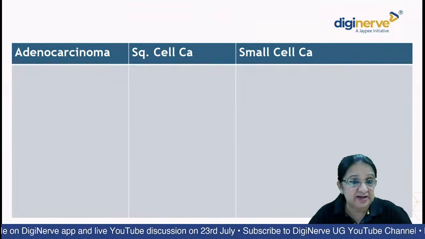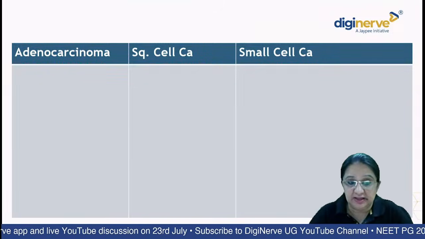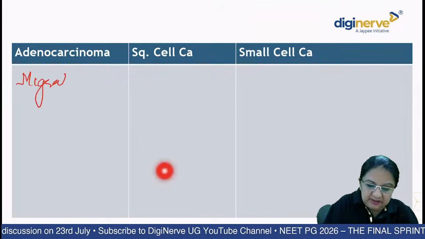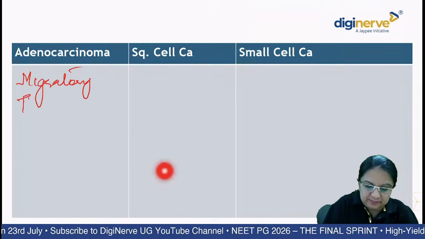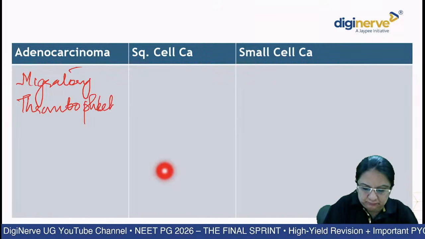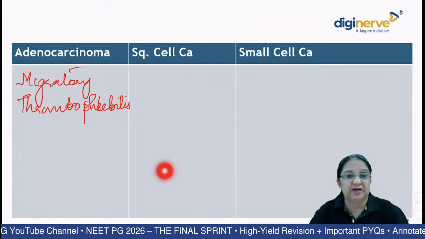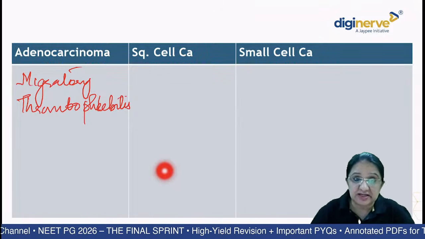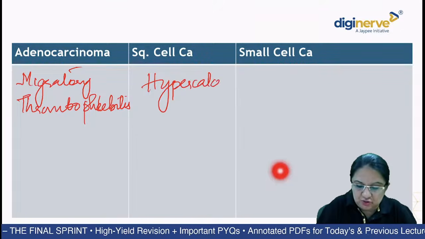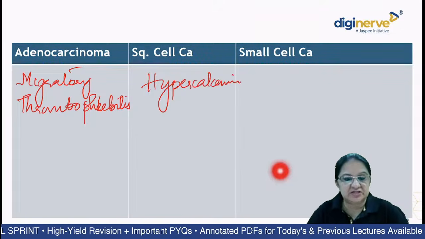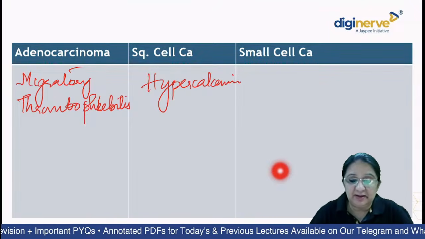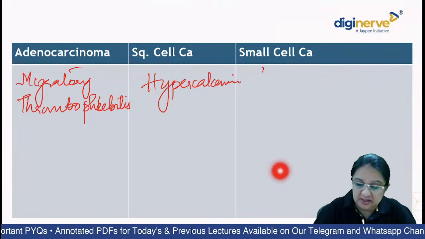What are the paraneoplastic syndromes that you see in adenocarcinoma? Most important, it is migratory thrombophlebitis. Okay, migratory thrombophlebitis. In squamous cell carcinoma, hypercalcemia is the most common paraneoplastic syndrome. In small cell cancer, many paraneoplastic syndromes can be seen.